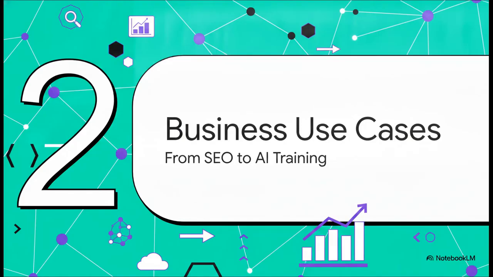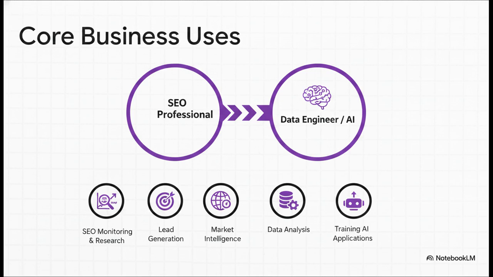Moving right along to Section 2, Common Business Use Cases. How does all this data actually translate into value? Well, whether you're an SEO professional tracking thousands of keywords or a data engineer building the next big machine learning model, this data is literally the lifeblood of modern market intelligence. Businesses use it every single day for continuous SEO monitoring, deep competitor research, generating localized leads, and running massive data analysis ops. And obviously, a huge trend we're seeing in 2026 is the immense volume being driven by the need to train complex AI applications on real-time search trends.